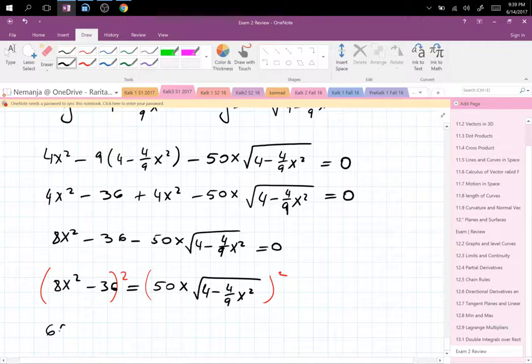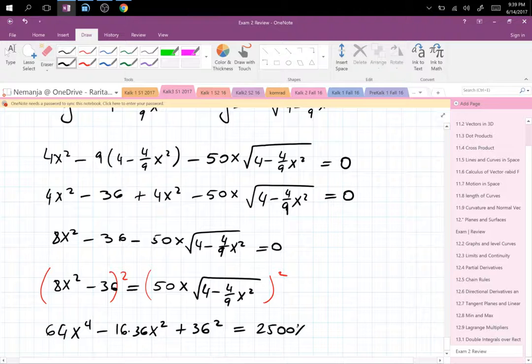So I have 64 x to the 4 minus 2 times about 16 times 36. I'm not multiplying that. x squared plus 36 squared is equal to 50 squared. That's 25 with 2 zeros. x squared times 4 minus 4/9 x squared. There we go.